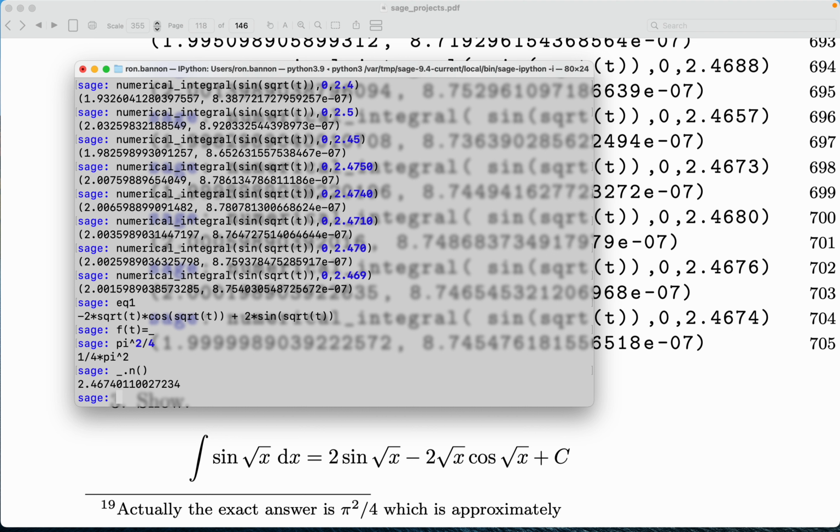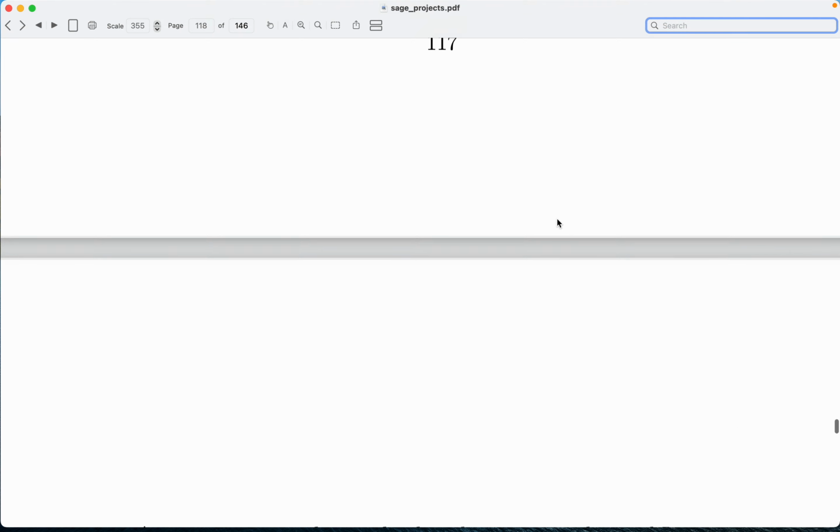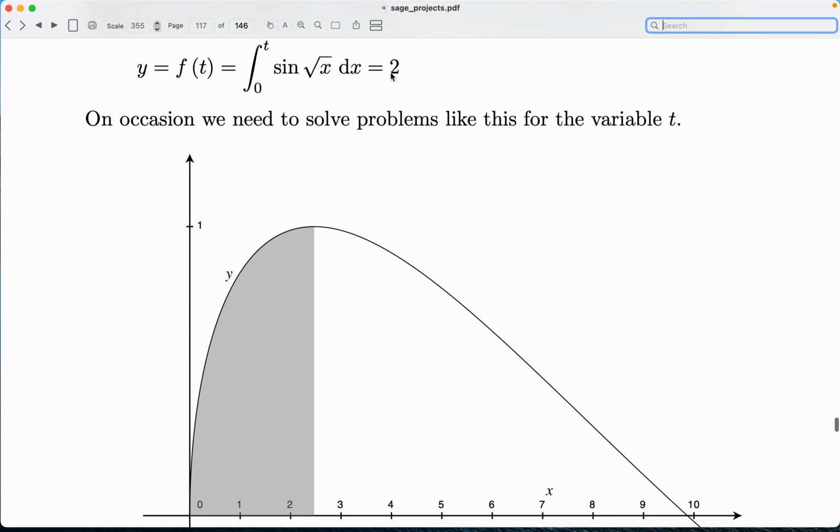I mean, not the same number, but close to it. And what I'm going to claim over here, f evaluated at that number, pi squared over 4. Let's do that. Is exactly the number 2. All right? Now, granted, let me repeat this for you. We were trying to figure out the number that makes this exactly equal to 2 for that integration over there.